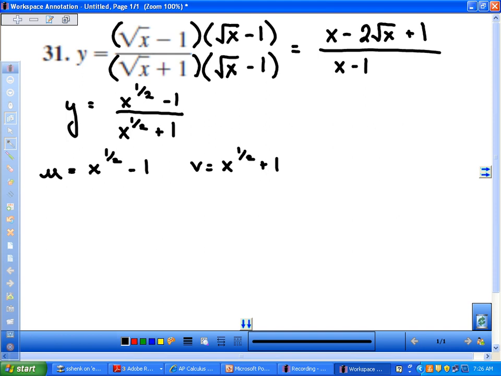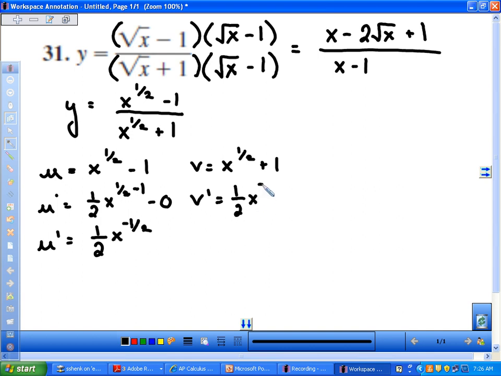Yeah, the only thing they differ by is that positive and negative 1. They differ by a constant. But what's the derivative of a constant? 0. These two functions will have the same derivative. Okay? So u prime is going to be equal to 1/2 x to the 1/2 minus 1 minus 0, which ultimately will be 1/2 x to the negative 1/2. Same thing over here. V prime will be the exact same thing. 1/2 x to the negative 1/2.